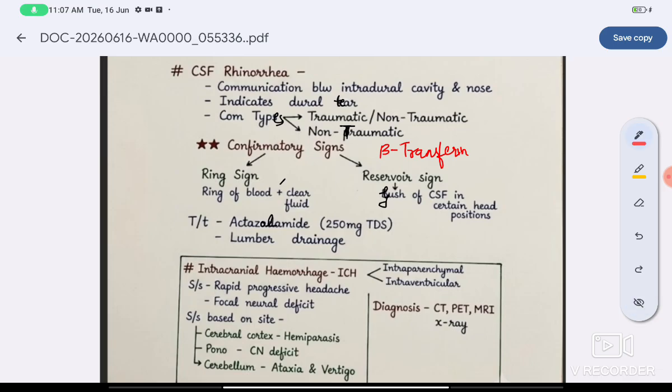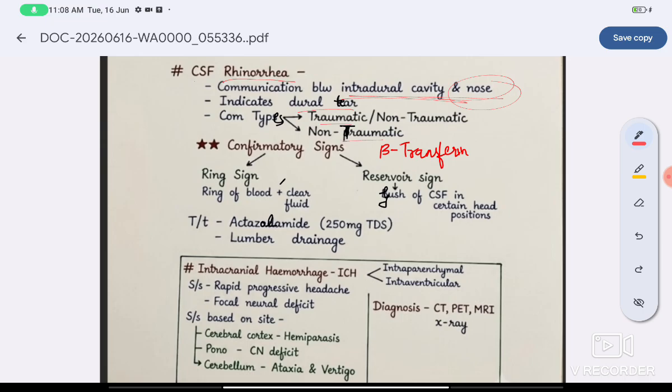Now comes an important thing, which is CSF rhinorrhea. Rhinorrhea means excess fluid moving out of the nasal cavity. So CSF rhinorrhea means there is communication between the intracranial cavity and the external environment through the nose. That is, there is a tear of the dura and leakage of CSF through the nose, a communication between the intradural cavity and the nose through a dural tear. Common types include traumatic and non-traumatic.